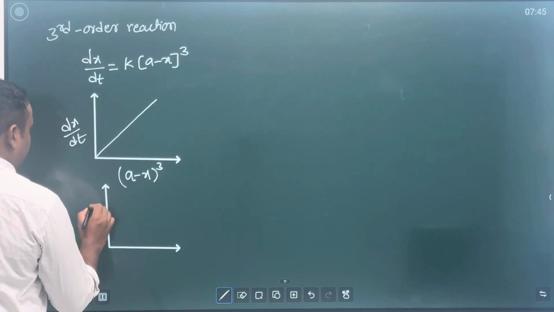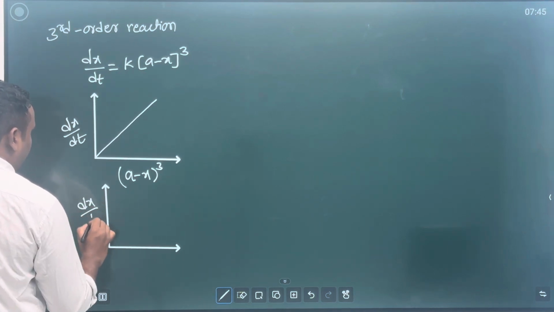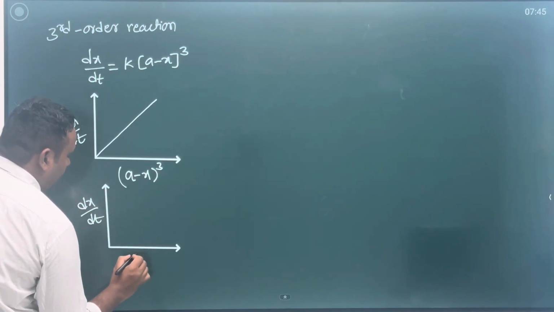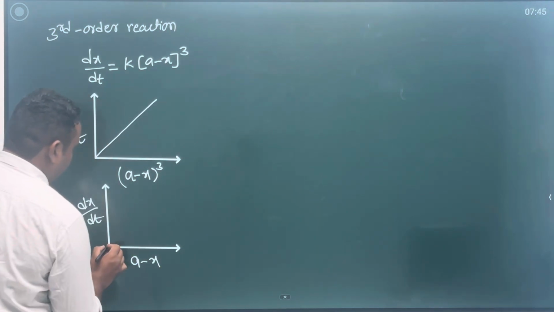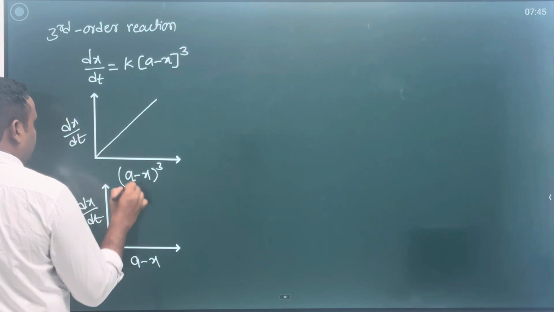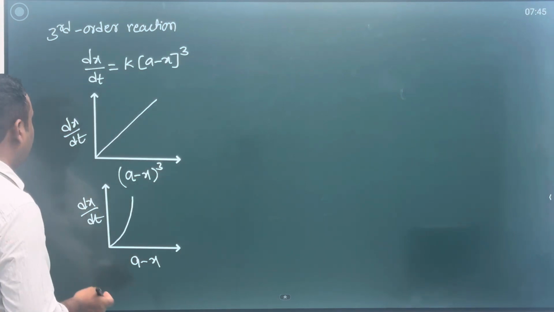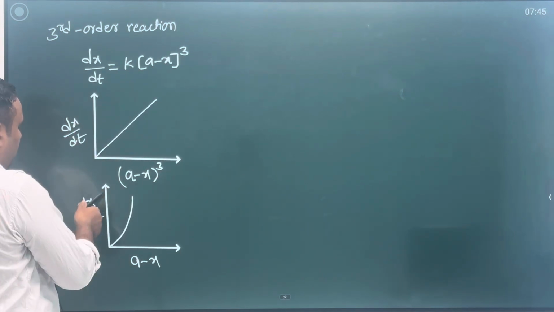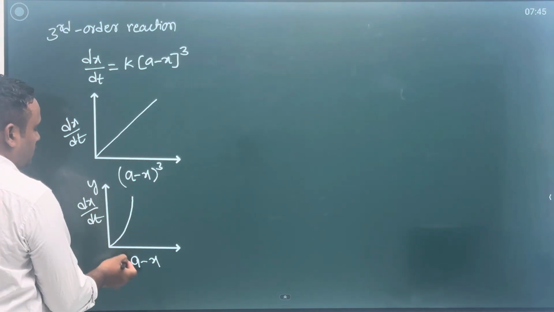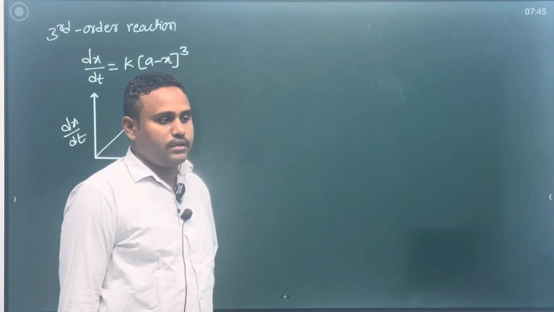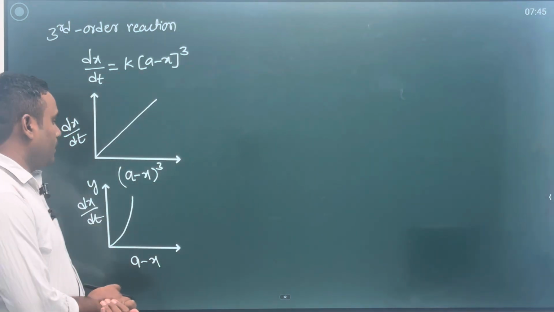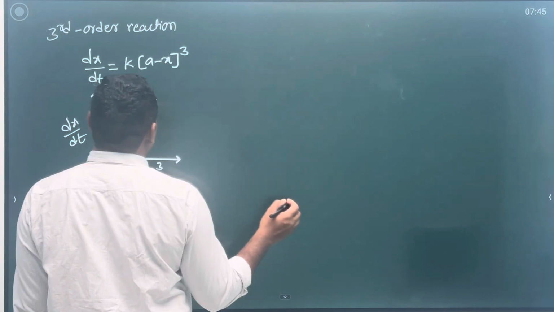So that is dx by dt equal to a minus x. How will we get the curve here? Here it is a hyperbola like this. It moves towards the y axis, which means the concentration increases rapidly and the rate of reaction also increases. Okay, right.